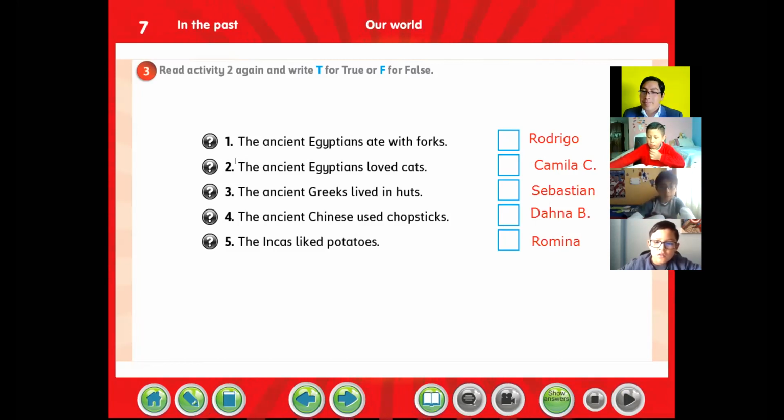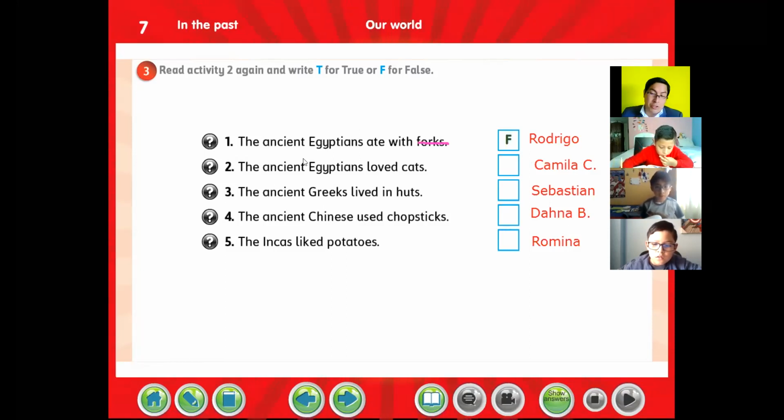Yes, teacher. Please, read number one. The ancient Egyptians ate with forks. False. Are you sure, Rodrigo? The Egyptians, false, you say. Yeah, very good. They use forks? No forks, they use spoons, no? Good job. Come on. This is not correct. With the spoons. Very good. Please, you need to read the text.